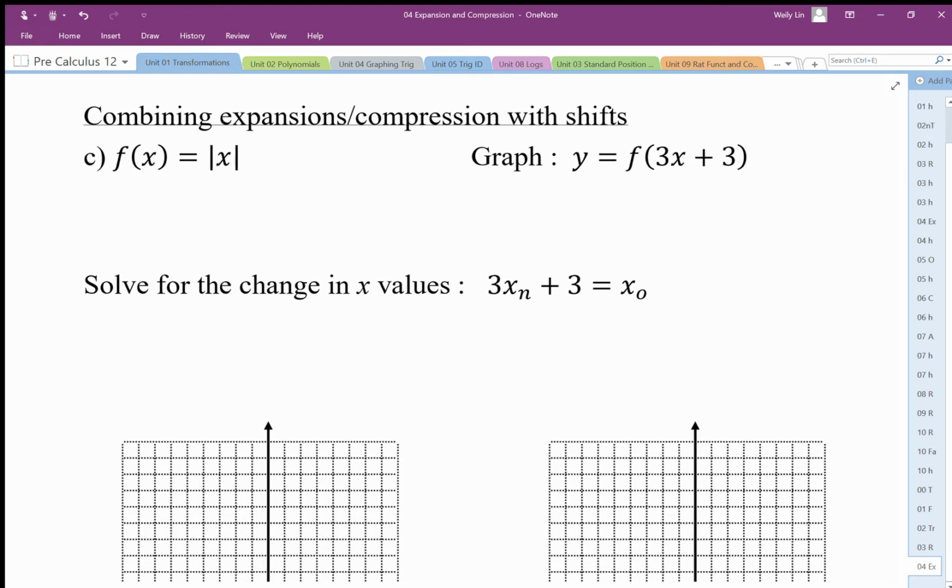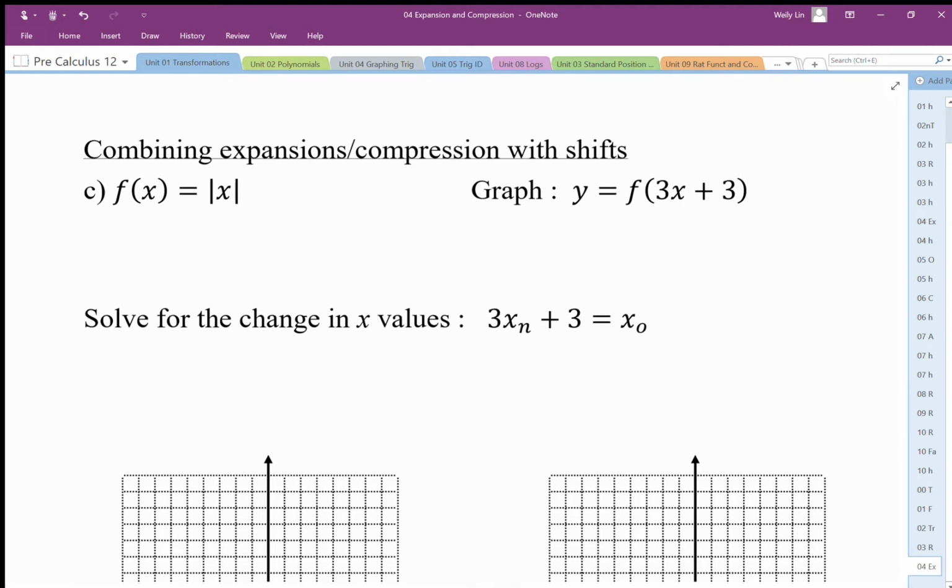So, combining expansions and compressions with shifts. That's going to be a little bit more challenging, especially with the x's. The y is not too bad because we can just read the expression, and the order in which we would do the expression is how we would do the transformation as well. But with the x's, it's going to be backwards. So when we start doing expansion and compression with shifts, it's really kind of hard.